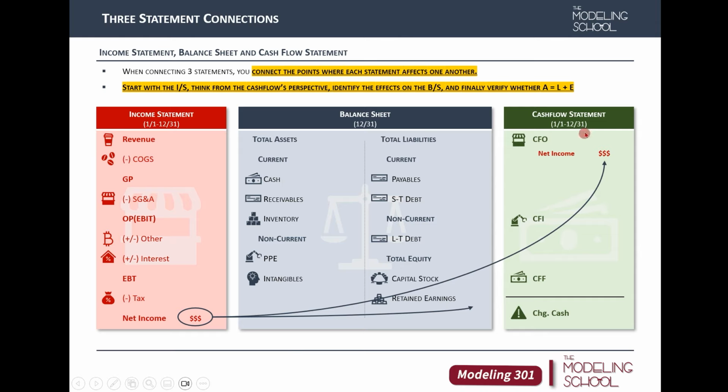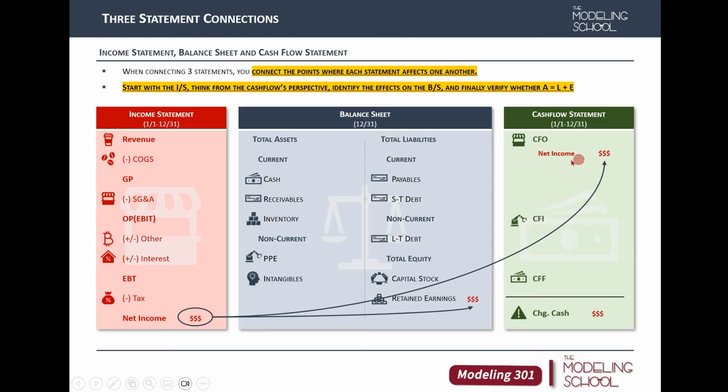Step two, let's think from the cash flow statement's perspective. This is actually easier because all you have to think is, has cash been received, or has there been a cash outflow? So think from the cash perspective, and you're going to eventually figure out how much cash in the end has been outflowed or inflowed by that transaction.